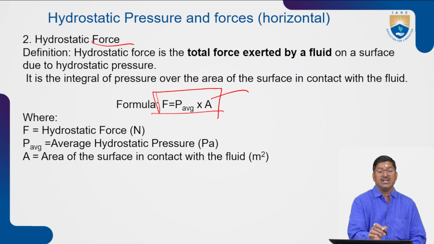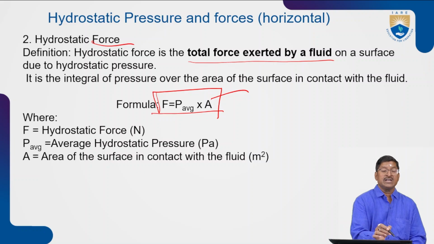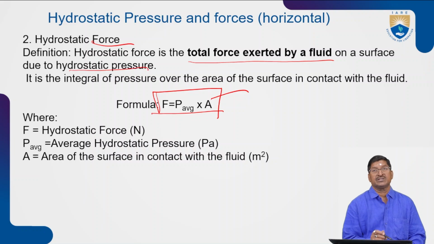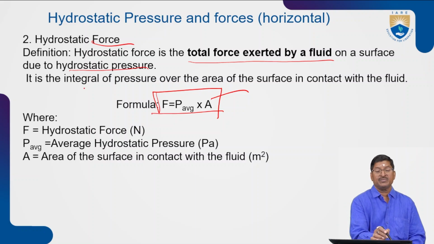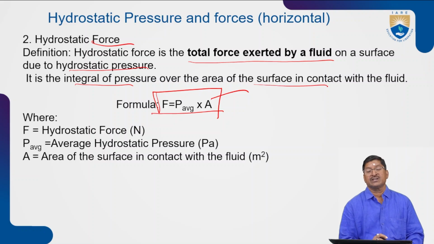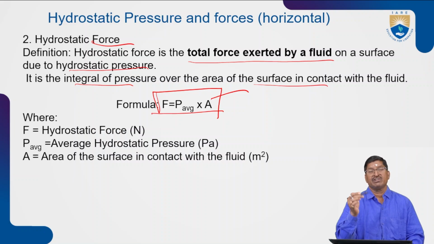So here, the definition: hydrostatic force is the total force exerted by a fluid on a surface due to hydrostatic pressure. It is nothing but the total force exerted by a fluid onto the surface. So it is the integral of pressure over the area of the surface in contact with the fluid. The formula for the hydrostatic force is P average into area. Why average pressure? Because the surface will have some area, so at a particular depth, that means we take the average depth, and that is called the average pressure.